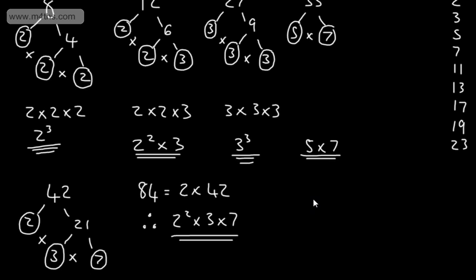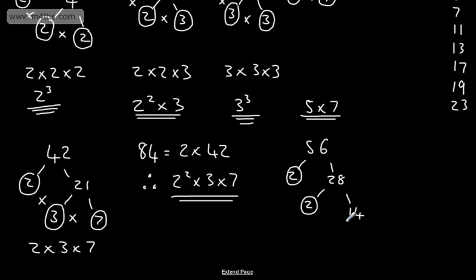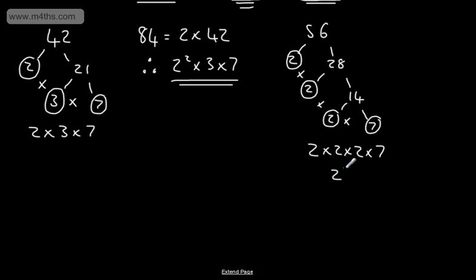We'll do a couple more. Let's go ahead and try 56. Can we divide 56 by 2? Yes, we can. That's going to give me 28. Can we divide 28 by 2? Yes, we can. That's going to give me 14. Can we divide 14 by 2? Yes, we can. And that's going to give us 7. So multiplying these now, we simply multiply them and we'll have 2 times 2 times 2 times 7. Or we could say now 2 to the power of 3 times 7.